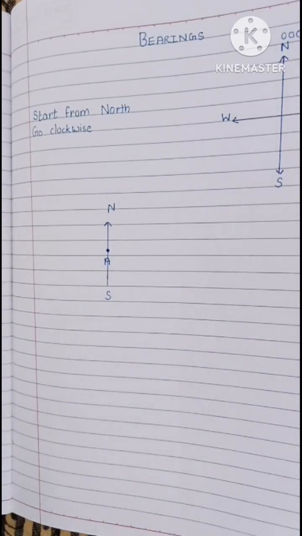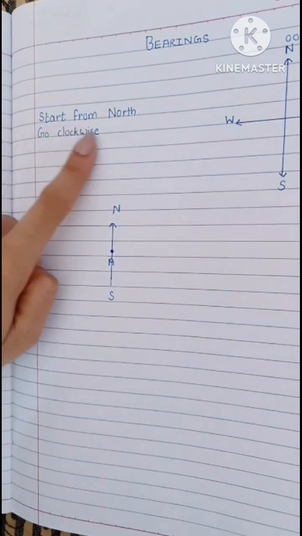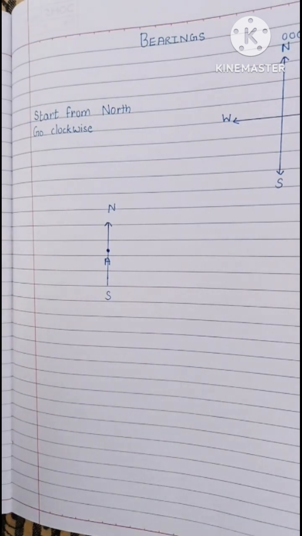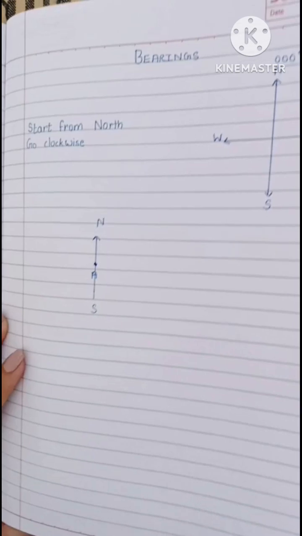Hello everyone, we are back with another very important concept, bearing. Bearing is basically an angle between two objects and it is used to navigate the path or to find out the location of an object. Now, while doing bearings, you need to be aware of only two things: always start from north and always move clockwise.